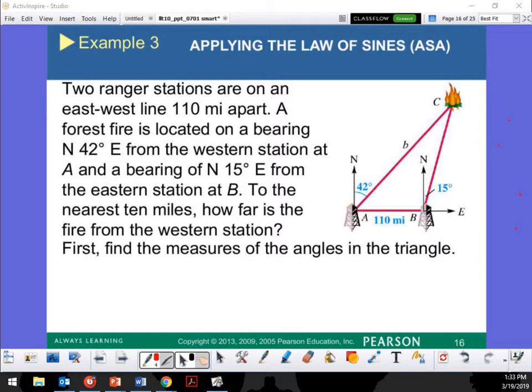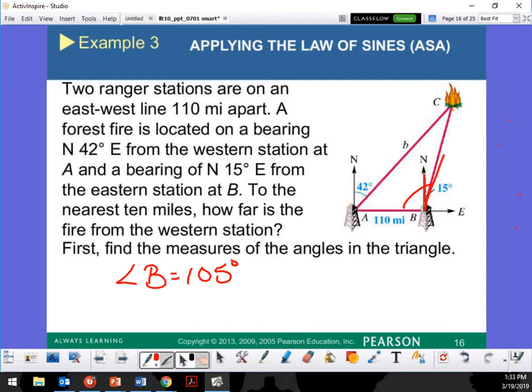I'm going to start off by just talking about what I have. If this piece right here is 15 and it is 90 degrees from due north, what is angle B going to be? 105. Why is it 105? Because you're just adding 90 degrees to my 15. Nautically, it always goes from north, so it measures from there. So angle B is 105 degrees.